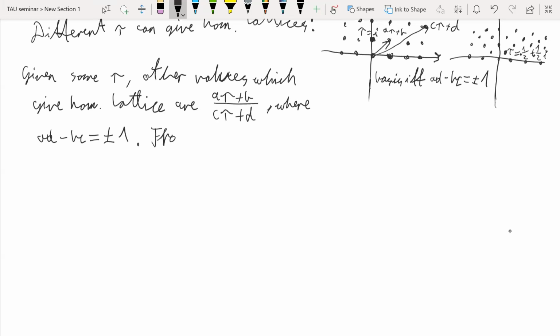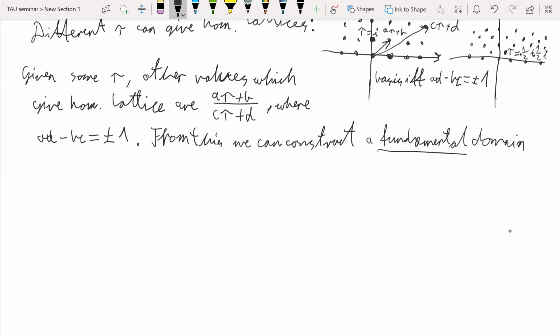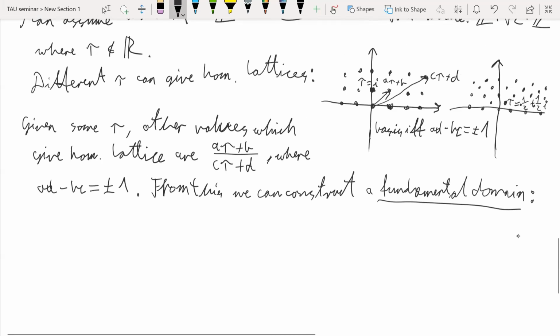from this, we can construct what is called a fundamental domain. And it is going to be a subset of the set of possible values of tau. So remember, tau was an arbitrary non-real number, non-real complex numbers, of course.